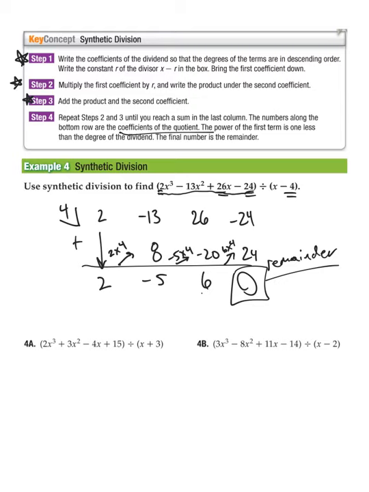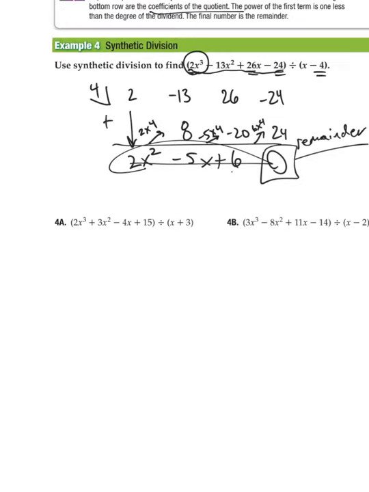So these numbers on the bottom, 2, negative 5, and 6, are the coefficients of the quotient. The power of the first term is 1 less than the degree of the dividend. So the first term, this 2, the power of that is going to be 1 less than 3. So 2x squared minus 5x plus 6. So that is our solution. That's what we just did with long division. Okay, so I'll repeat that process here on 4a.